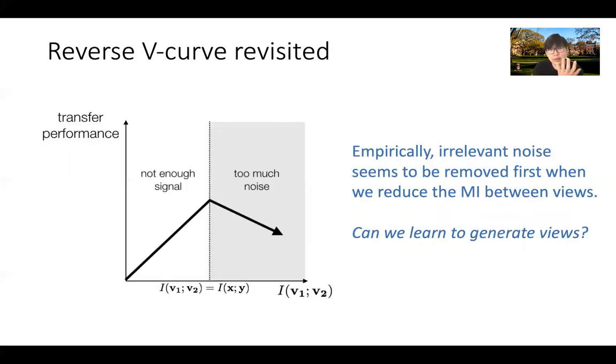And in this interpretation, the reverse V-shaped curve can be seen as an empirical observation that the irrelevant noise seems to be removed first when we try to reduce the mutual information or its lower bound by strengthening the data augmentation. At the beginning, when we reduce the mutual information, the noise is removed. And then as we further reduce the mutual information, the information related to the downstream task, like the semantic labels of the objects, starts to get removed, and then the downstream transfer learning performance starts to decrease. This is good, but we don't actually know where the sweet spot is, right? So we want to learn to generate views.